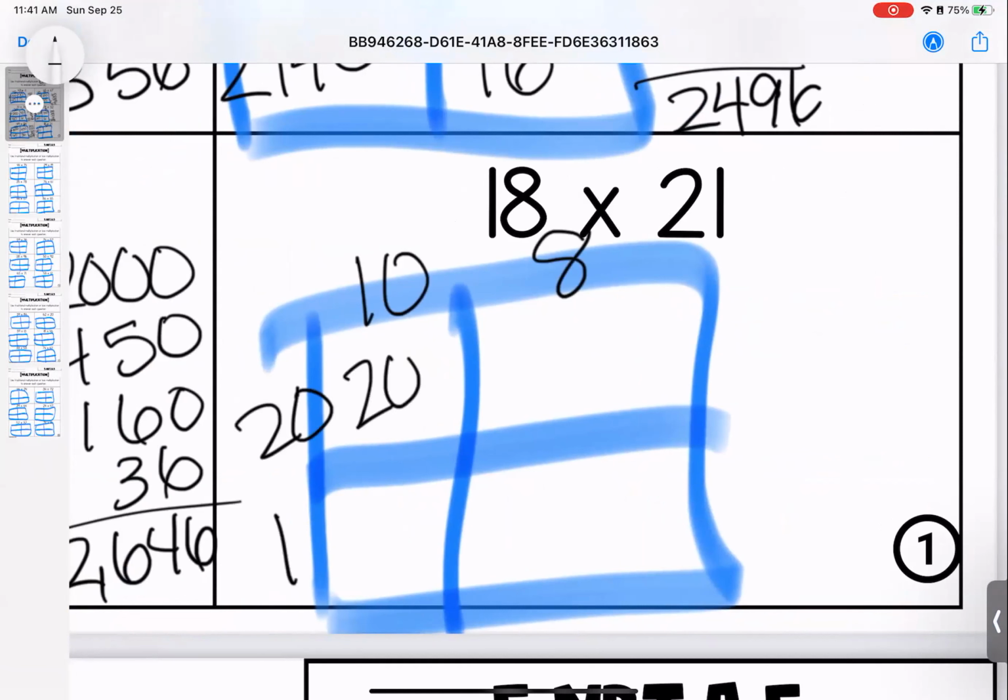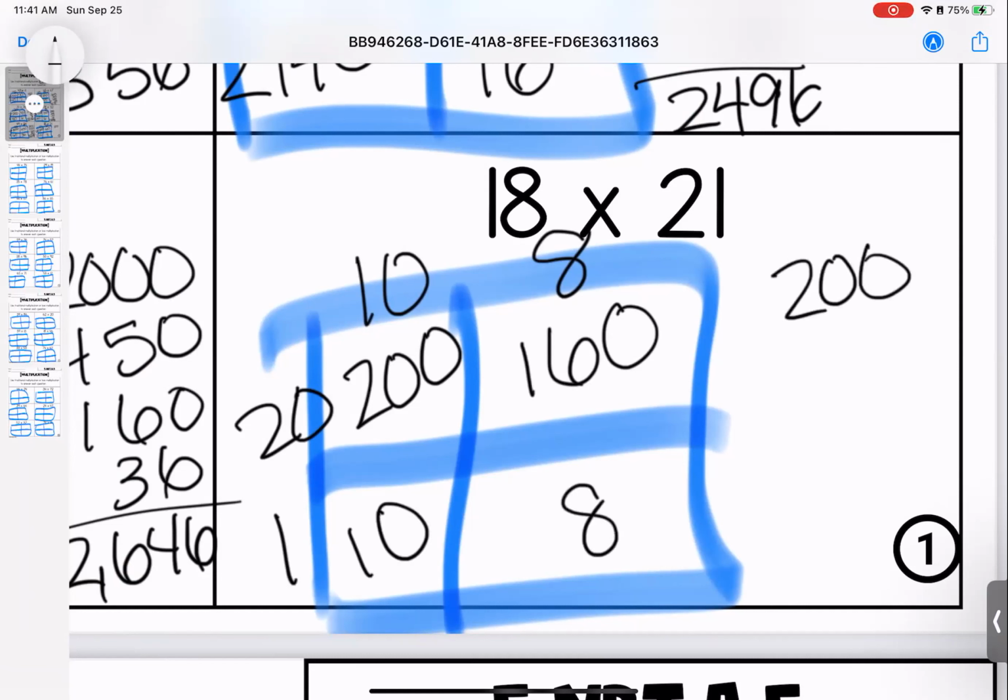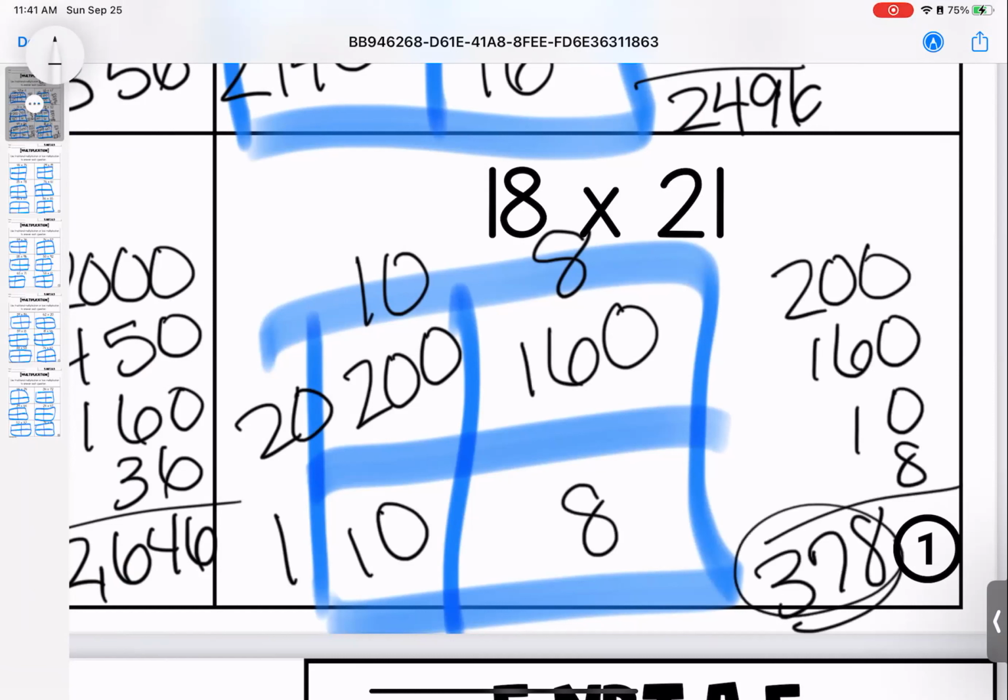Last one for this page, we break it down to 10 and 8, 20 and 1. 2 times 1 is 2, we have 2 zeros. 2 times 8 is 16, we have 1 zero. 1 times 1 is 1 and a 0. 1 times 8 is 8. We stack them, we add them, and we get 378. That's the end of the review for this page.